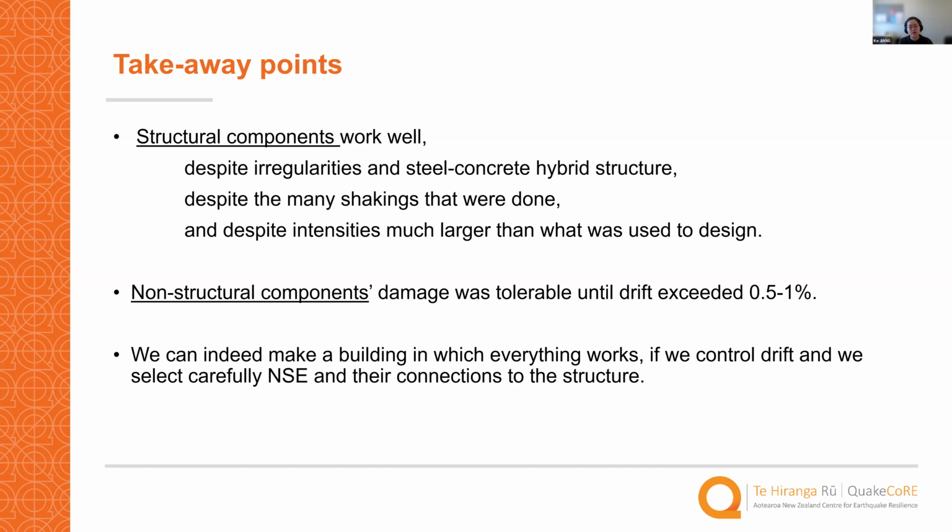However, for the non-structural elements, there's still some damage observed for the partition walls, but this damage was kept under control when the drift was limited to about 0.5 to 1%. The drift here means the interstory drift. So we can conclude that we can indeed make a building where everything works well if we control the drift, wisely select the non-structural elements, and make sure their connections to the structure are good.